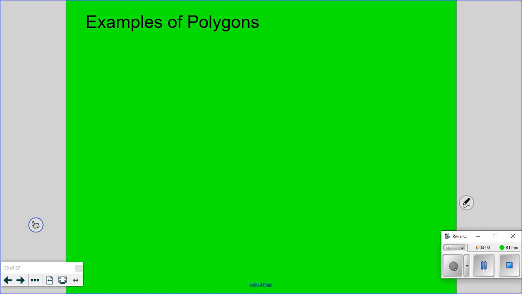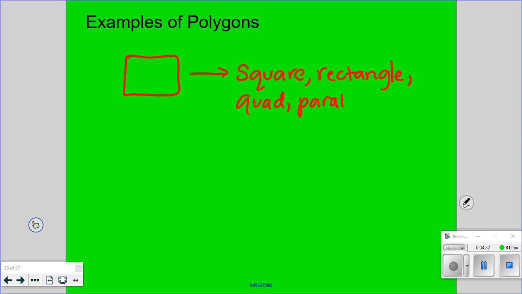Examples of polygons. Is that an example of a polygon? Yes. It has another name. What is that shape? Square. Other names: it could be a square, could be called a rectangle, could be called a quadrilateral. I'm just going to write quad for short. Could be called a parallelogram. And it could be called a polygon. All of those are correct. The square does have a lot of names.